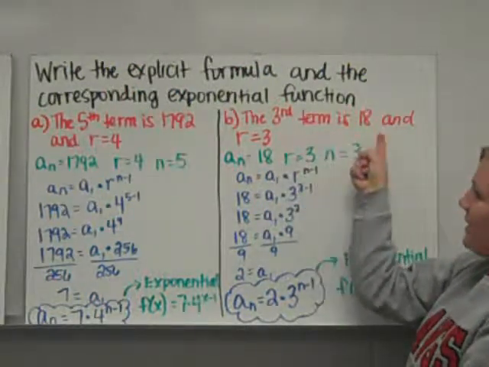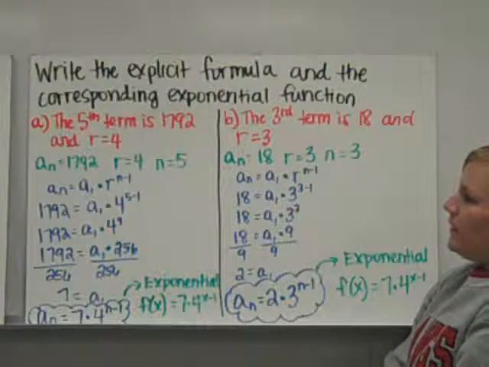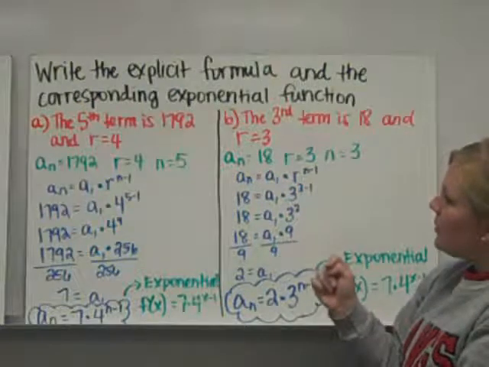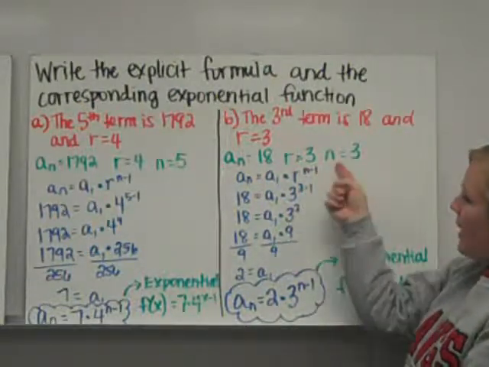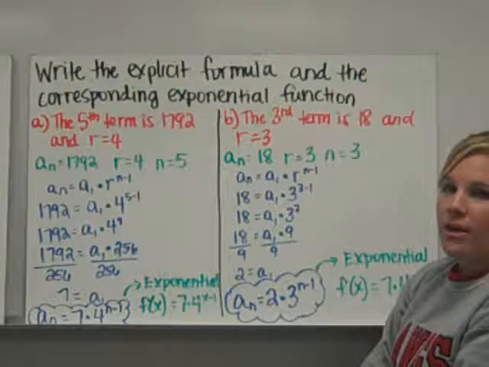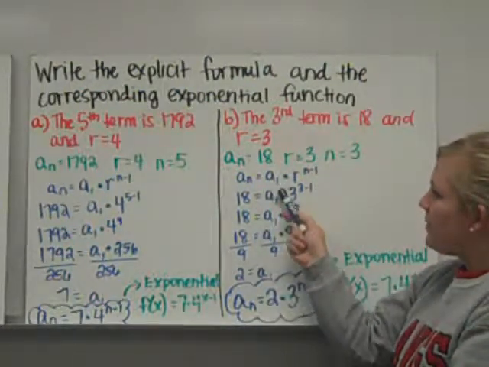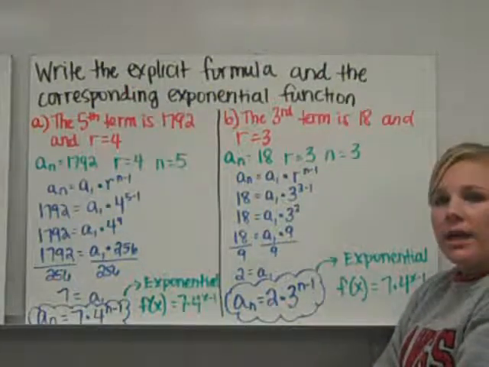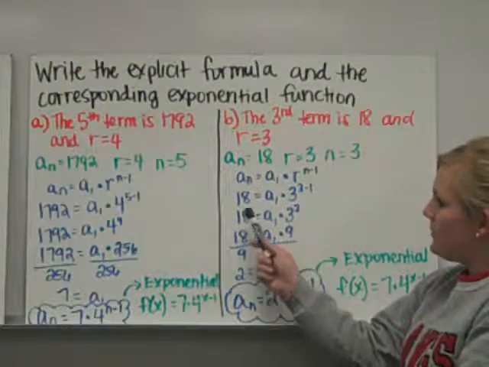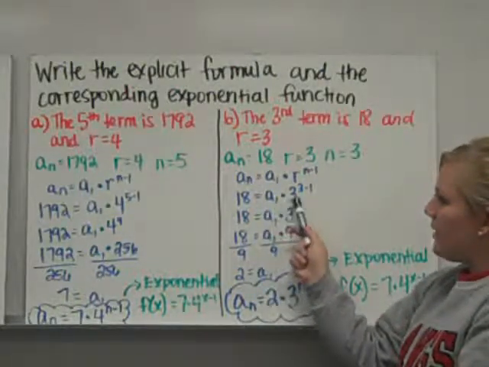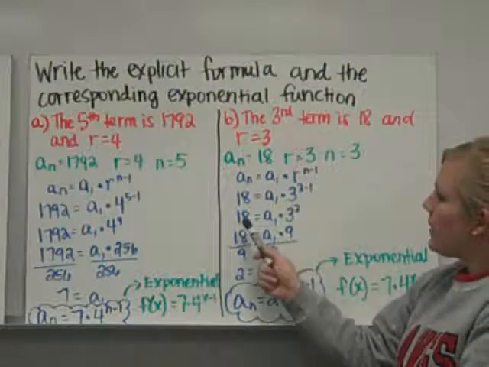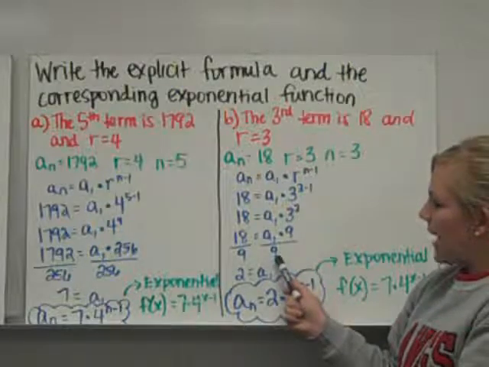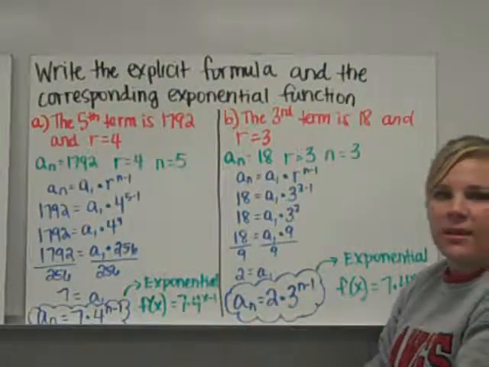The 3rd term is 18 and r is equal to 3. So again, I wrote down some information that I might need to solve this problem. A sub n is equal to 18, r is equal to 3, and n is equal to 3 because I'm talking about the 3rd term. A sub n is equal to A sub 1 times r to the n minus 1. That's my explicit formula. I'm going to plug in for what I know and solve for what I do not know. 18 is equal to A sub 1 times 3 to the 3 minus 1 power. 18 is equal to A sub 1 times 3 squared, which gives me 9. Divide by 9 on both sides, and I get that the first term is equal to 2.